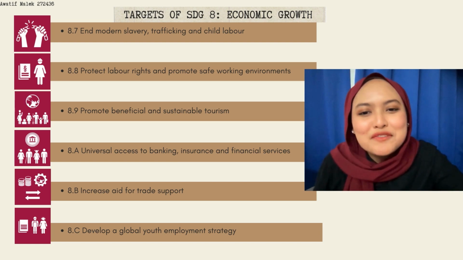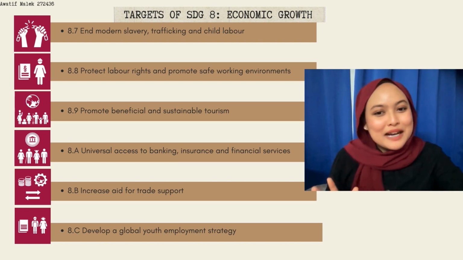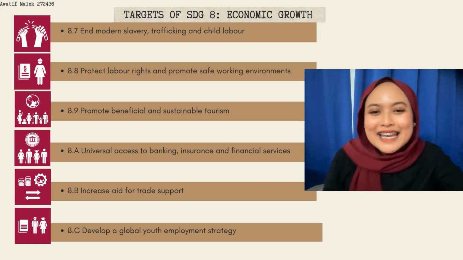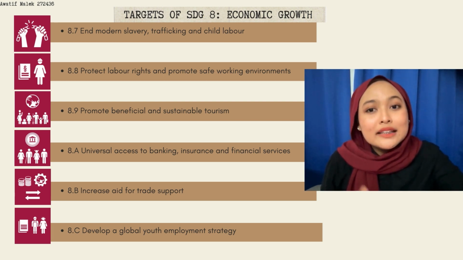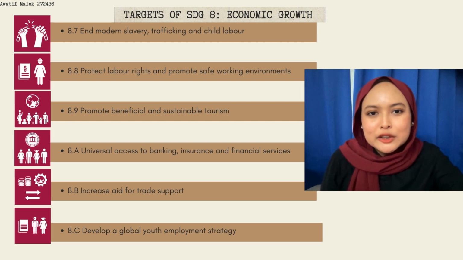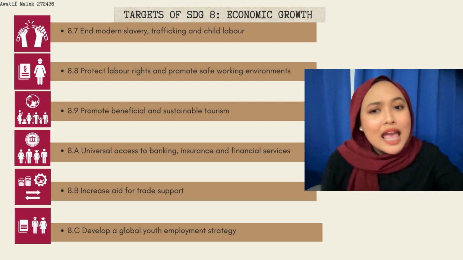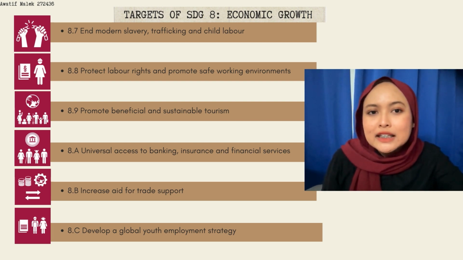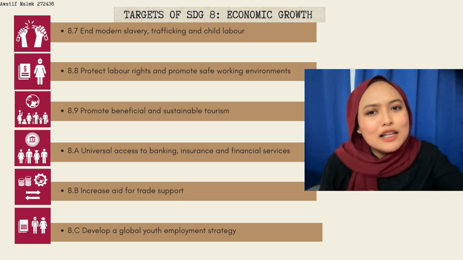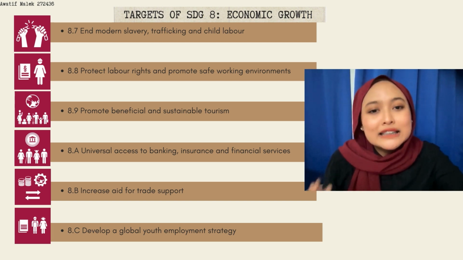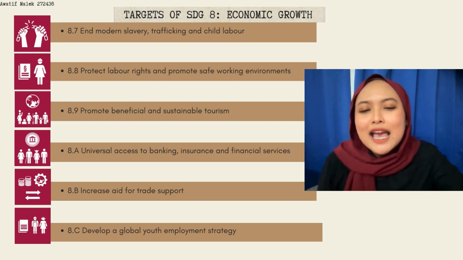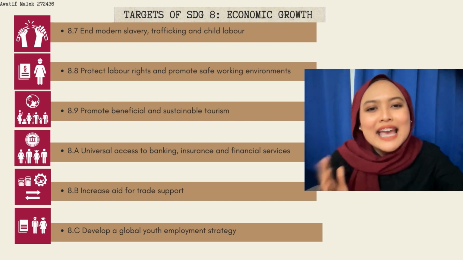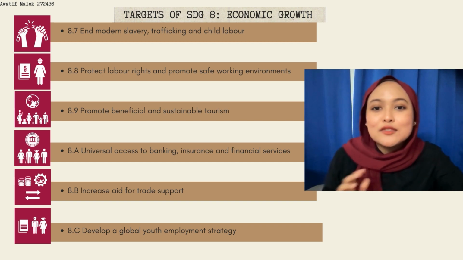We are already halfway through the targets, so please bear with me just a little more. 8.7. End modern slavery, trafficking and child labor. Take immediate and effective measures to eliminate forced labor, end modern slavery and human trafficking, and secure the prohibition and elimination of the worst forms of child labor, including recruitment and use of child soldiers, and by 2025, end child labor in all its forms.